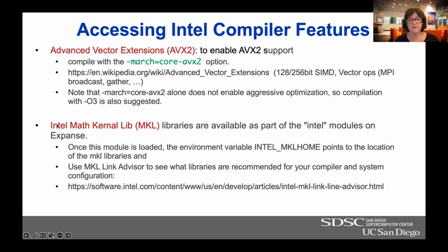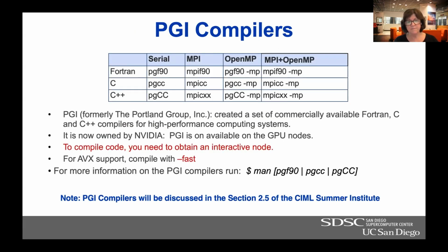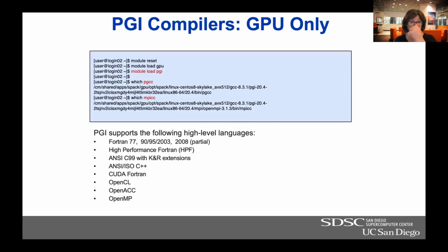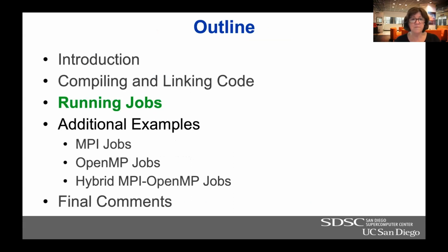You also have access to the Intel Math Kernel Libraries. They're very well-known libraries, and they have optimized commands and subroutines that can give you very good performance for matrix multiplication and other applications. Okay, PGI, that's only on the GPU, but we do have the PGI compilers. Okay, so if you're on a CPU, then you would do the same thing to use the PGI compiler.